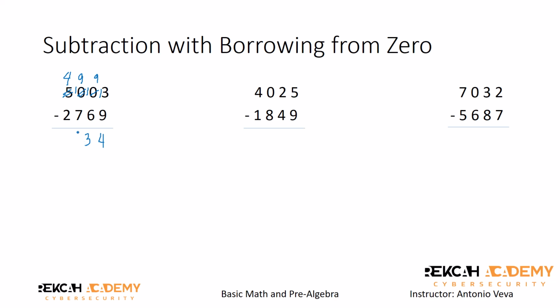Next is the third column, the hundreds place. So 9 minus 7 equals 2. And finally, in the thousands column, we subtract 2 from 4, so we get the answer 2. So 2,234, that is the final answer for problem number 1.